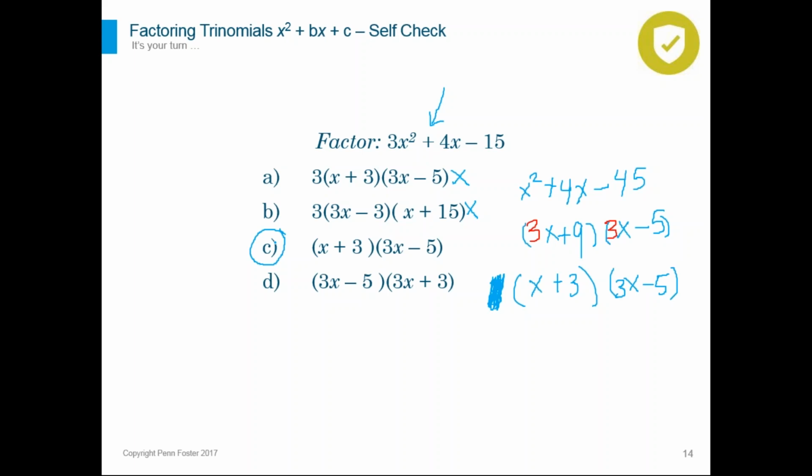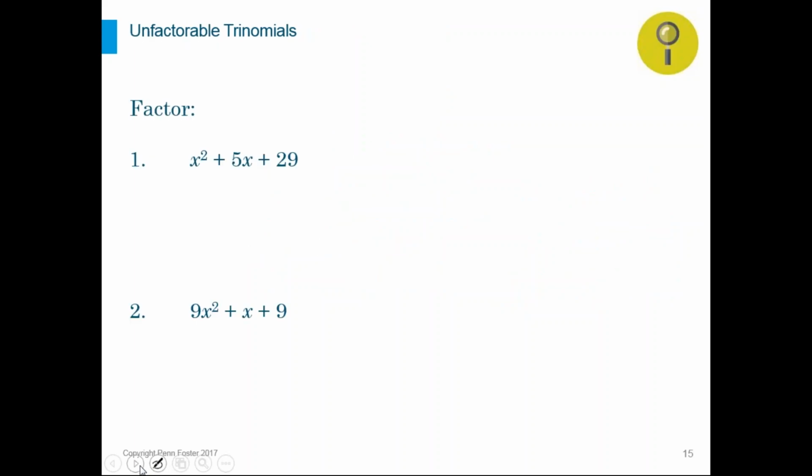And you can do the FOIL to make sure that you can go back to the exact trinomial that you started with. If you did not, then you have done something wrong, maybe with the signs. Okay, let's go to the next section.